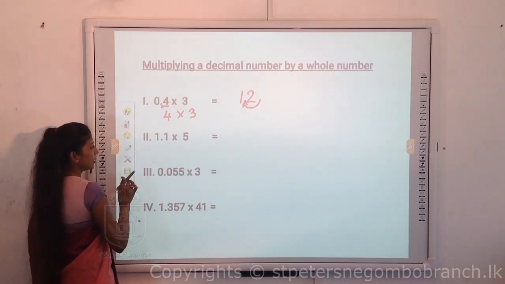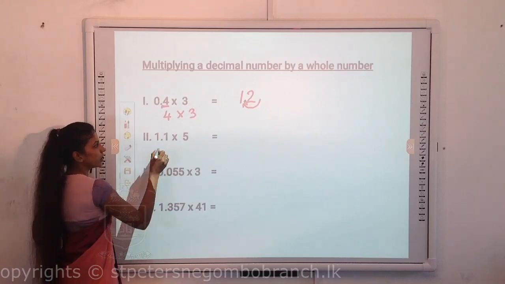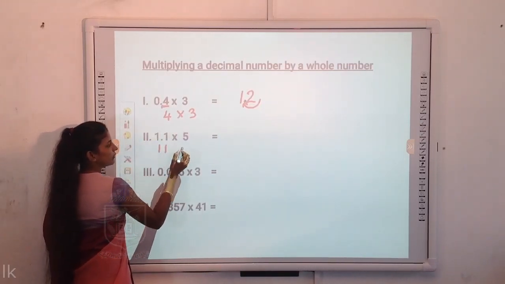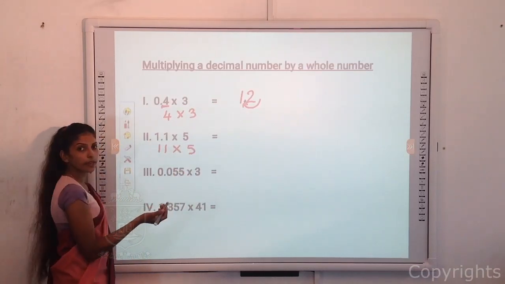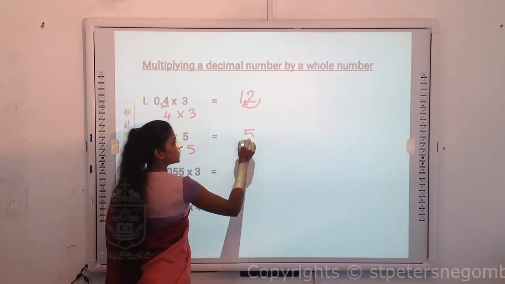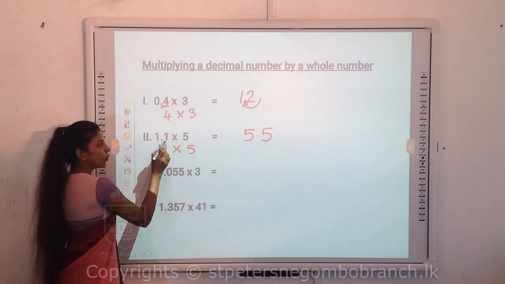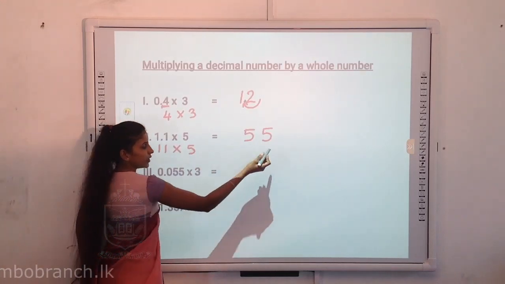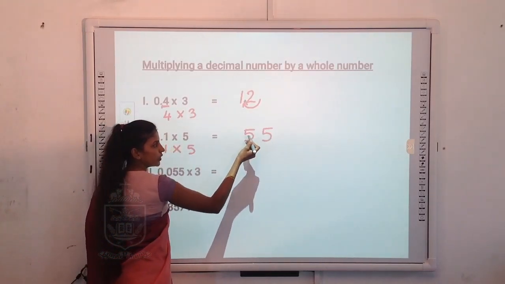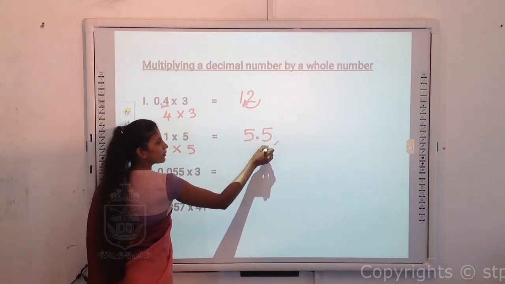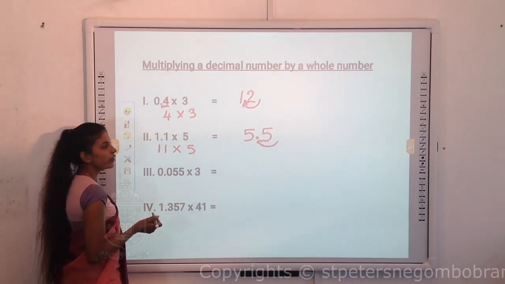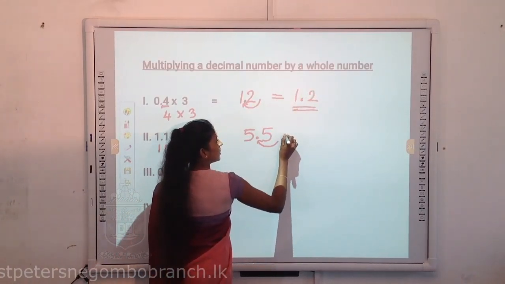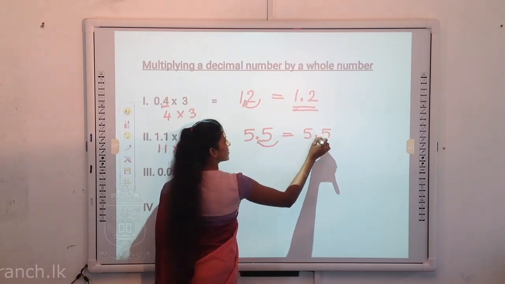Okay. Next one, same manner we can do. Neglect the decimal point, so you can take it as 11. 11 into 5. 11 times 5 we know that is 55. How many decimal places? One decimal place. So you have to consider from the end one place. Come forward. So what will be the answer? 5.5 will be the final answer. So here 1.2 is the final answer, and here 5.5 is the final answer.